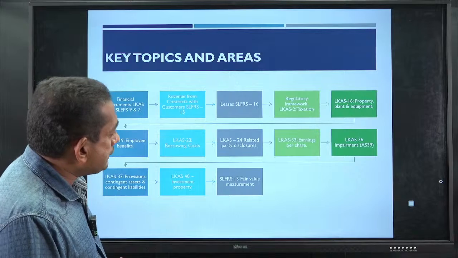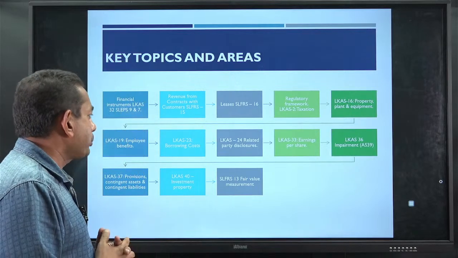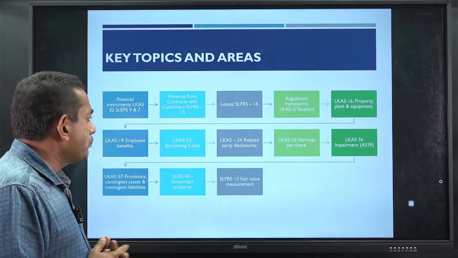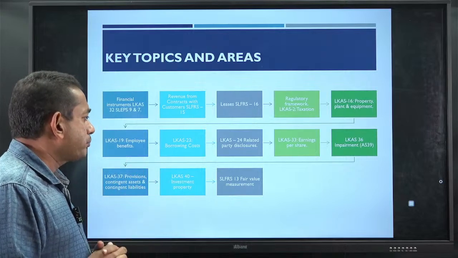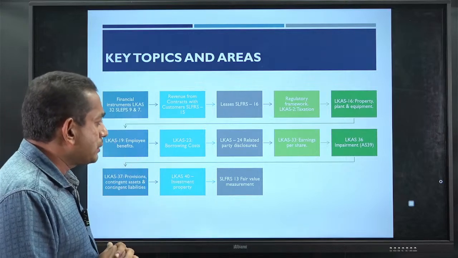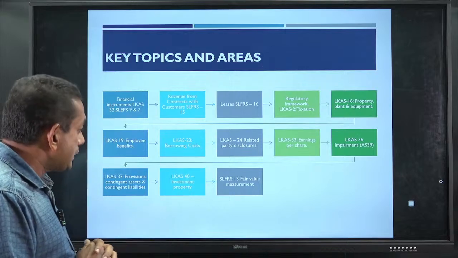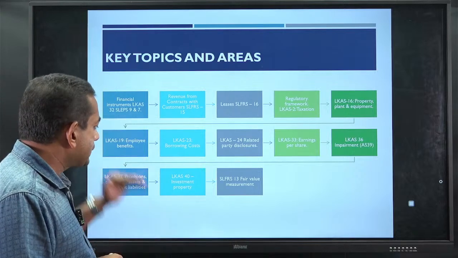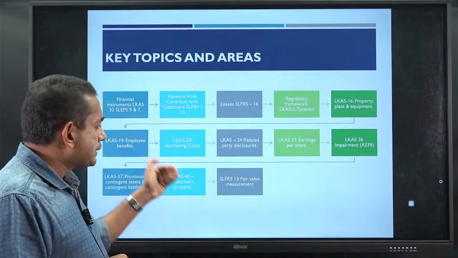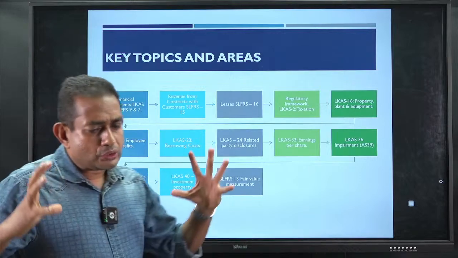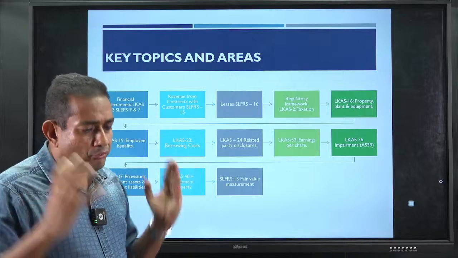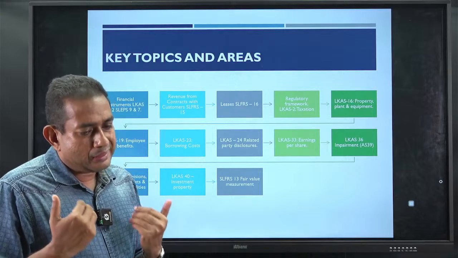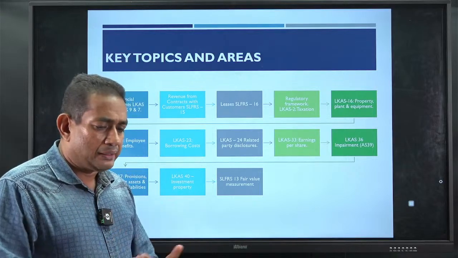Then LKAS 12 taxation, LKAS 16 property plant and equipment, LKAS 19 employee benefits, LKAS 23 borrowing costs, LKAS 24 related party disclosures, LKAS 33 earnings per share, LKAS 36 impairment, LKAS 37 provisions, contingent assets and contingent liabilities, LKAS 40 investment property, SLFRS 13 fair value measurement. Those are the key accounting standards from which the examiner has been setting questions in almost every exam, or at least every other exam.